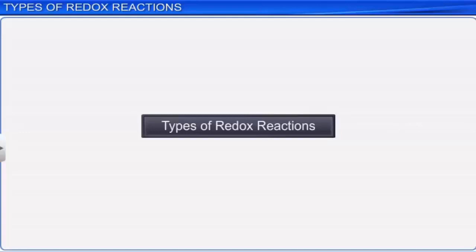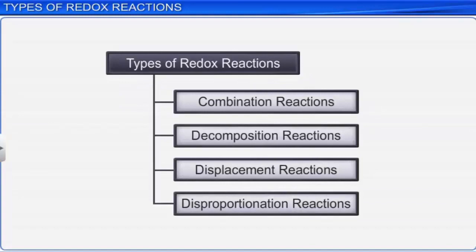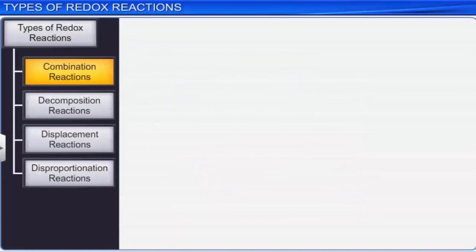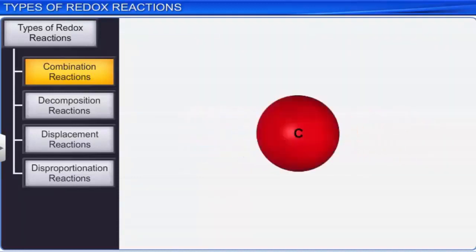Based on the nature of the reaction, redox reactions are divided into 4 types. These are combination reactions, decomposition reactions, displacement reactions, and disproportionation reactions. Let's look at each type of the reactions. As the name implies, a combination reaction is a chemical reaction in which 2 or more substances combine to form a single new substance.